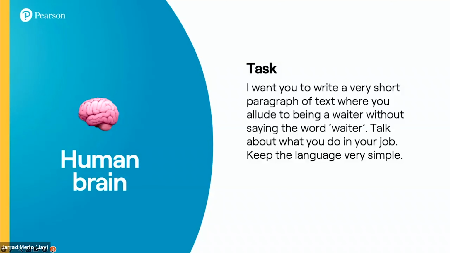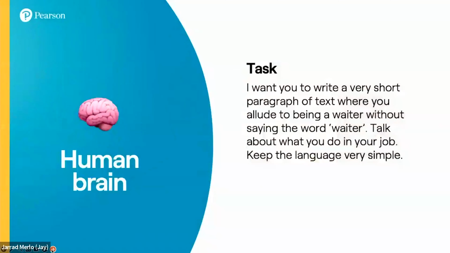I want you to write a very short paragraph of text where you allude to being a waiter without saying the word waiter. Do you know what I mean? I don't want you to explicitly say I'm a waiter, because that would give away the answer. I want you to talk about things that waiters do, their daily routines using the present simple, right? So talk about what you do in your job. Keep the language very simple.